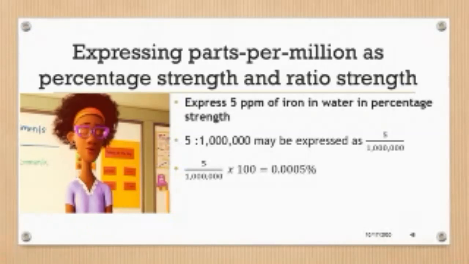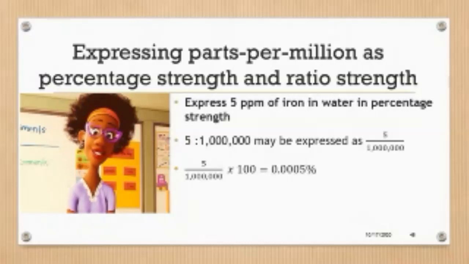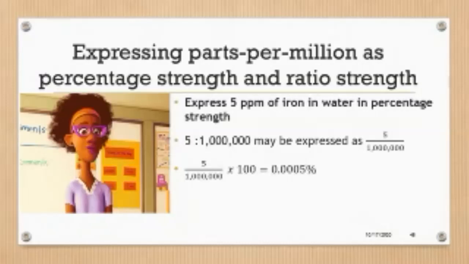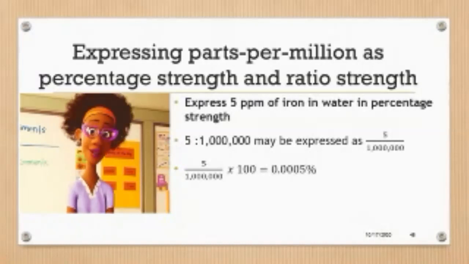Now, if you're going to express this in percentage concentration, then you have to find out how much of the iron is going to be contained in every 100 mils of the water. So you know 5 grams are found in a million mils of water, so you're going to have to find out how much would be in 100 mils. And that is 0.0005 grams. And therefore, the percentage concentration is going to be 0.0005%.